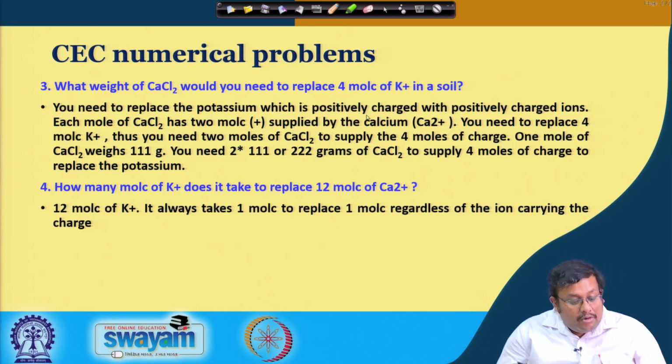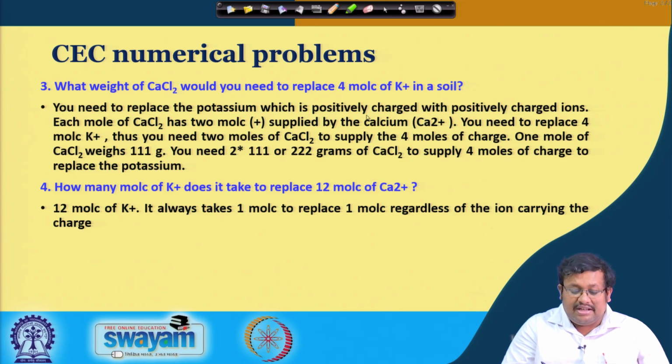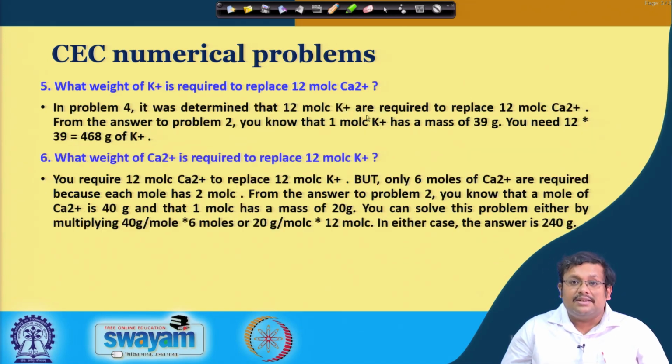The fourth question was how many molar charge of potassium does it take to replace 12 molar charge of calcium. So, for 12 molar charge of calcium we require 12 molar charge of potassium. We remember that 1 molar charge of any ion can be replaced by 1 molar charge of any other ion, irrespective of their valency.